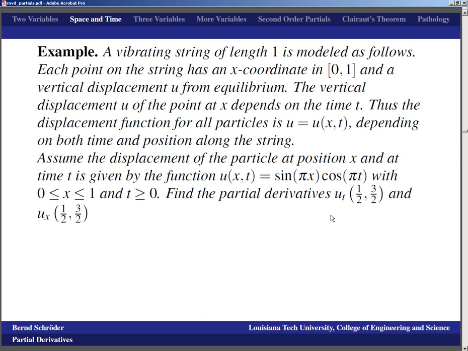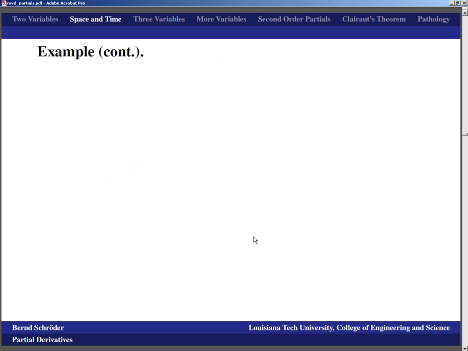And I want us to find the partial derivative u sub t, so that's the partial derivative with respect to time, at position 1/2 and time 3/2. And I want us to find the partial derivative u sub x at position 1/2 and time 3/2, and interpret their meanings. Again, we can compute the numbers, and we will. What is important is to figure out what the numbers mean.